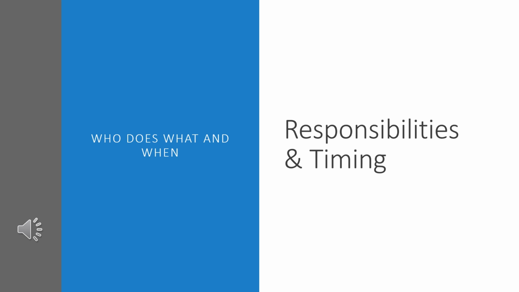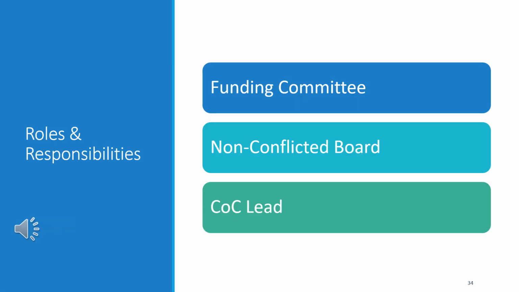Let's take a look at responsibilities and timing, essentially who does what and when. In the Delaware CoC, there are three groups that play a role in the process of evaluating and selecting the projects for which the CoC will request CoC program funding: the funding committee, the non-conflicted members of the board, and the CoC lead. Each has a specific set of duties related to ensuring the CoC submits a fully completed, consolidated application to HUD.